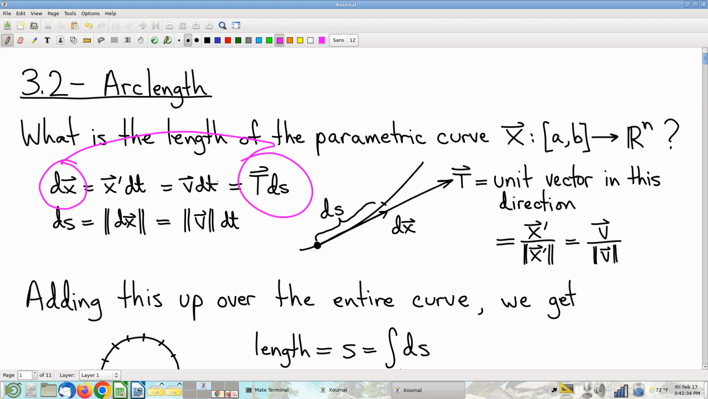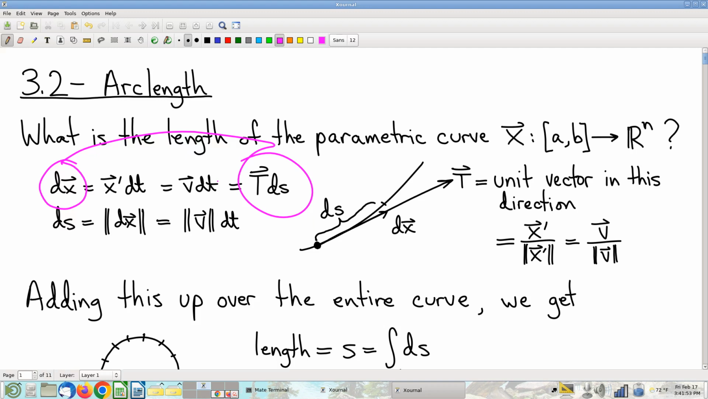What about this product right here? What's its magnitude? Well, don't forget t is a unit vector, so the magnitude here is also ds. Right? So these two vectors point in the same direction, have the same magnitude, they are the same as vectors. You buy it? Everybody happy?